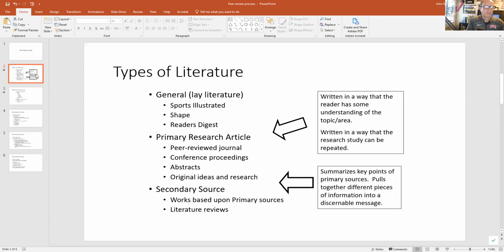or types of literature. The first type of literature is the lay literature, general literature. These are your magazines, your Sports Illustrated, Shape, Reader's Digest, Runner's World, what have you. The way I think of it is if it's a glossy picture and a glossy article and it looks neat and fun to read, that's probably a general or lay literature.